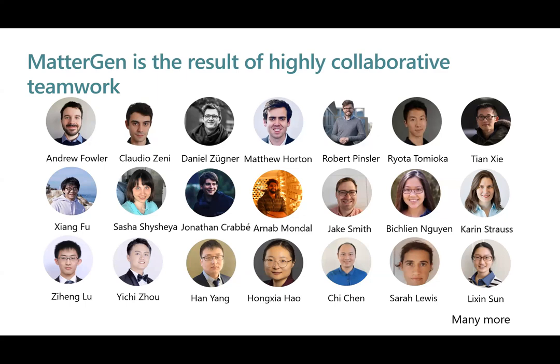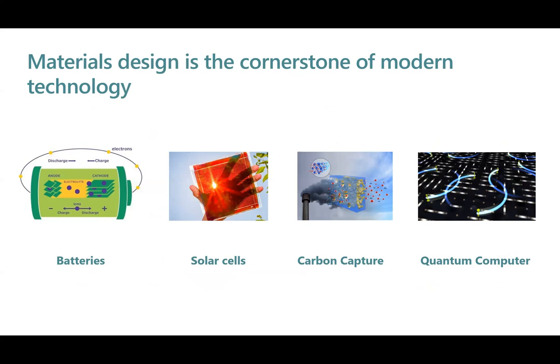Most of you know that material design is one of the cornerstones of modern technology. Many of the problems we are facing today are bottlenecked by finding a better material. For example, if you have better battery material, your electric cars can run farther. If you have a good carbon capture material, it can absorb CO2 from the atmosphere. This could lead to a $1 trillion industry, because everybody knows that removing CO2 from the atmosphere will be an important industry for us to achieve the carbon zero predicted by 2050. So it's a very important area.